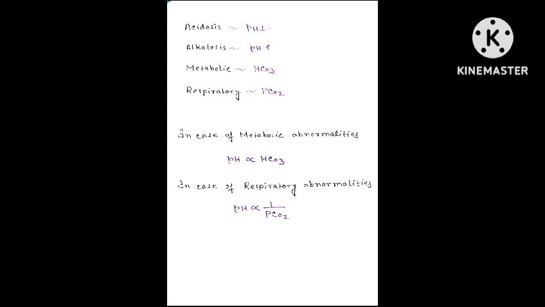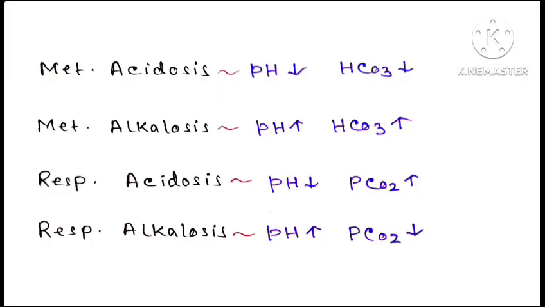Now I will give you the master key for interpretation of ABG. In case of metabolic abnormalities, pH is proportional to bicarbonate value, and in case of respiratory abnormalities, pH is inversely proportional to partial pressure of carbon dioxide. Look forward to its interpretation.